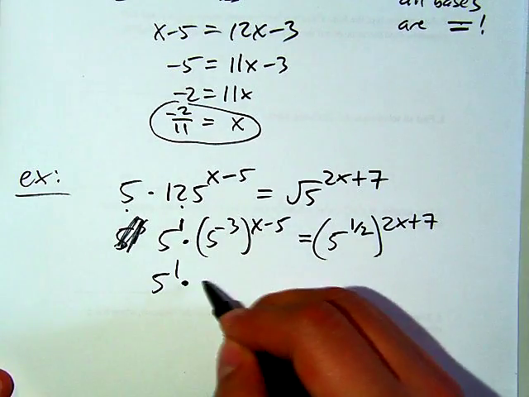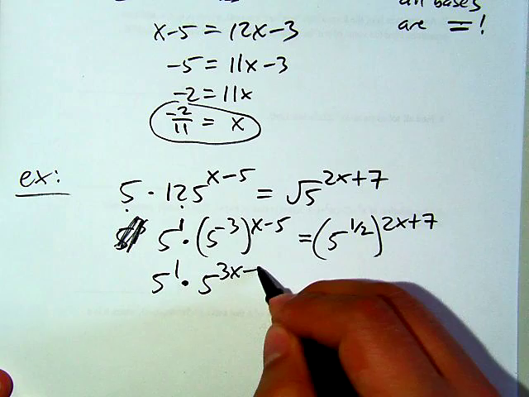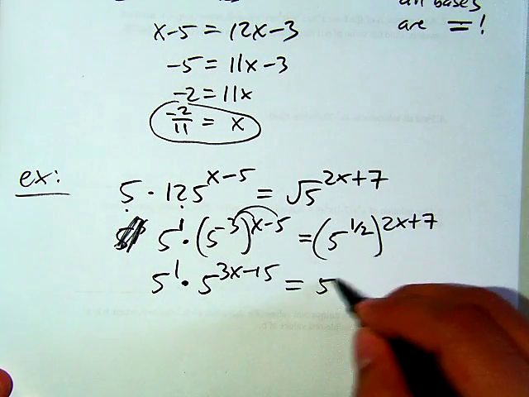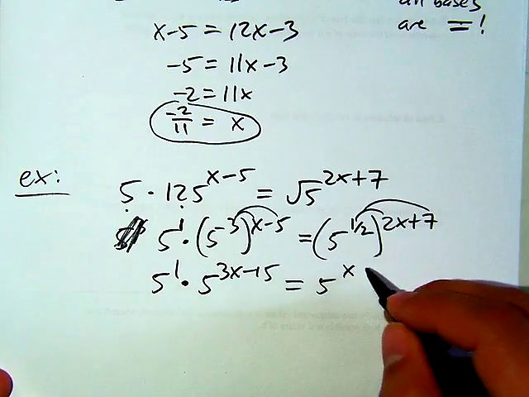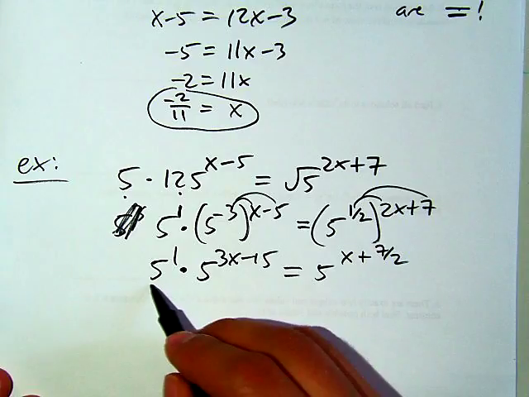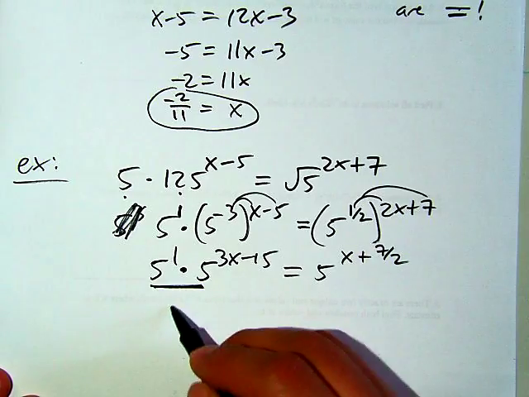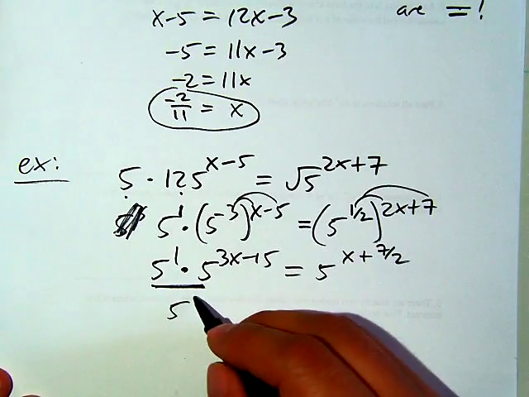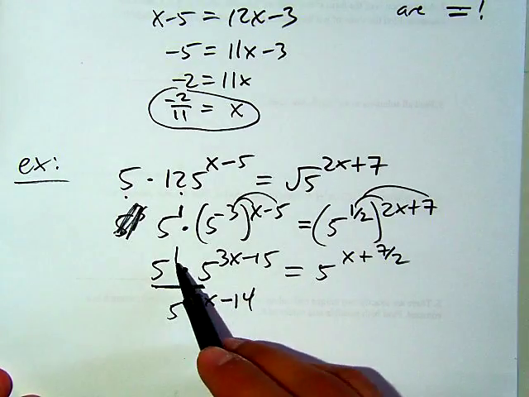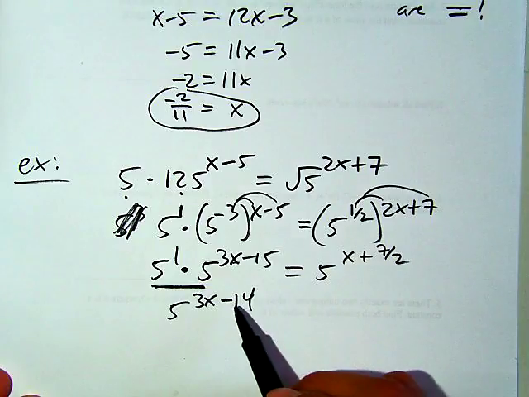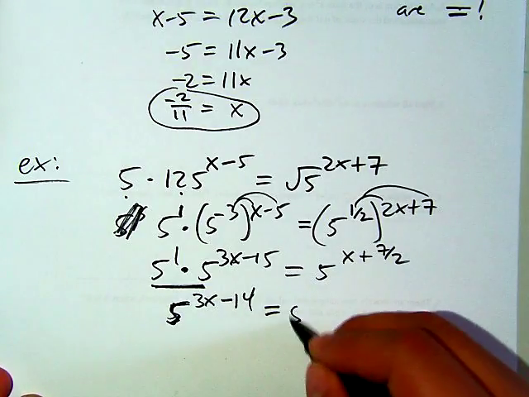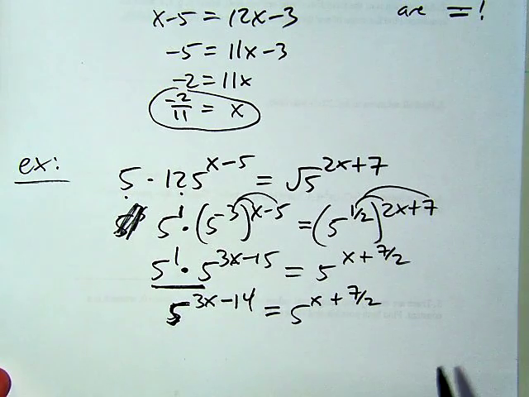And then you can rewrite the equation as 5 to the 1 times 5 to the 3x minus 15 after you distribute the 3 here. If you distribute the 1/2 on the right-hand side, you get 5 to the x plus 7 over 2. When you're multiplying on the left-hand side, you can add the exponents. So this becomes 3x minus 14 for the new exponent, because you're going to add 1 with 3x minus 15. You combine your like terms. So you get 5 to the 3x minus 14 equals 5 to the x plus 7 over 2.